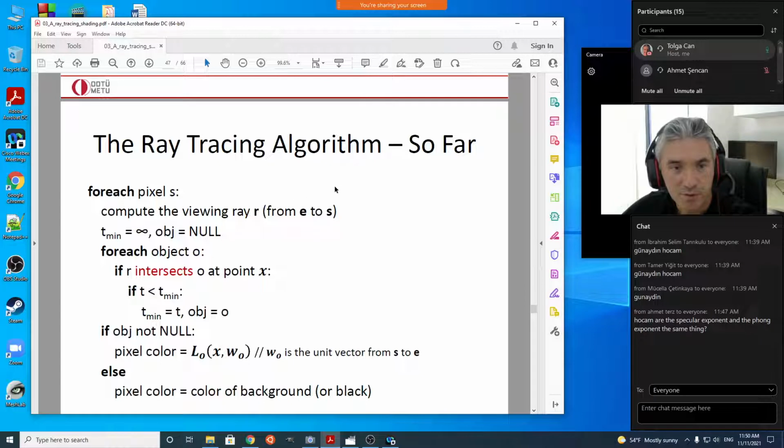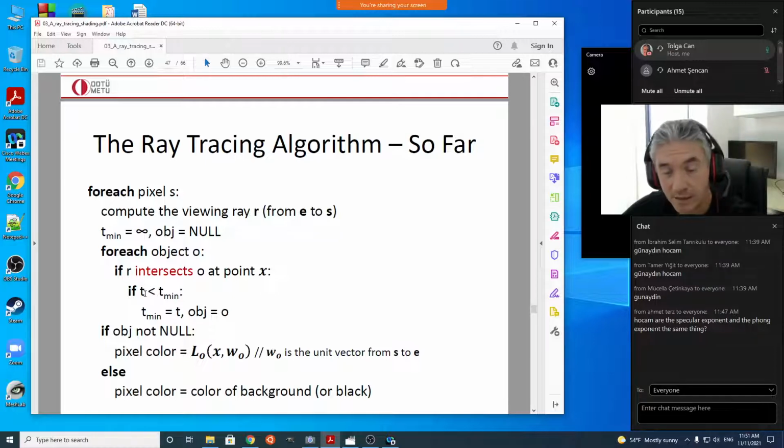So the algorithm so far is like this. For each pixel in our image, we compute this, the generate ray function. We generate the ray. We set the intersection point to some maximum number and the intersected object to null. So this is where for each object in our scene, we intersect our generated ray with the objects, and if it intersects at a point X, we maintain this point X.